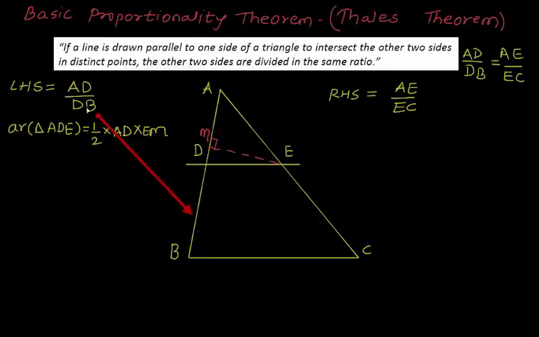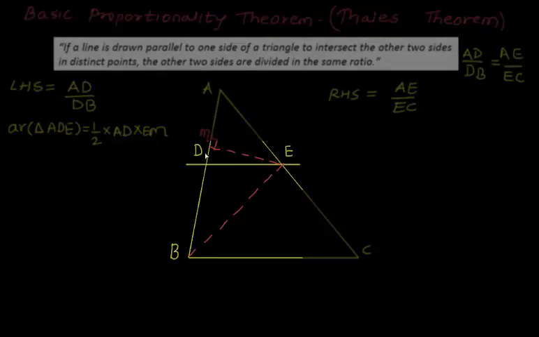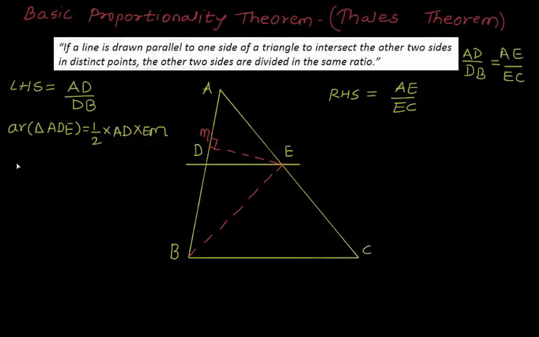Now the next segment is DB. So this is DB. Now we need to construct a similar triangle for DB, and we'll do the construction by joining line BE. Okay, now for DB, we'll consider triangle DBE.